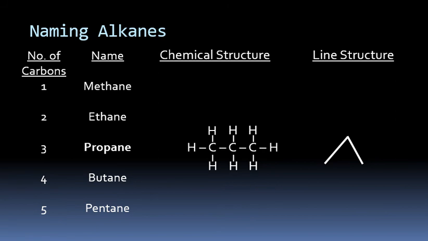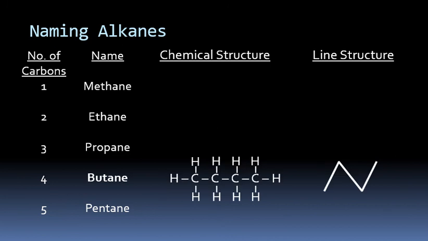So, a line structure shows the carbon skeleton, and then you assume that if each point isn't already bound to 4 other things, or 3 other things, or 2 other things, the invisible bonds are going to hydrogen.